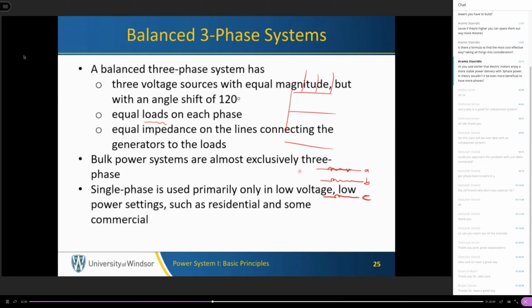Bulk power systems are almost exclusively 3 phase. This is something that we know. A single phase is used primarily on low voltage. This is for distribution. So transmission systems are 3 phase exclusively. But for distribution systems, when we approach loads, we provide single phase sources.